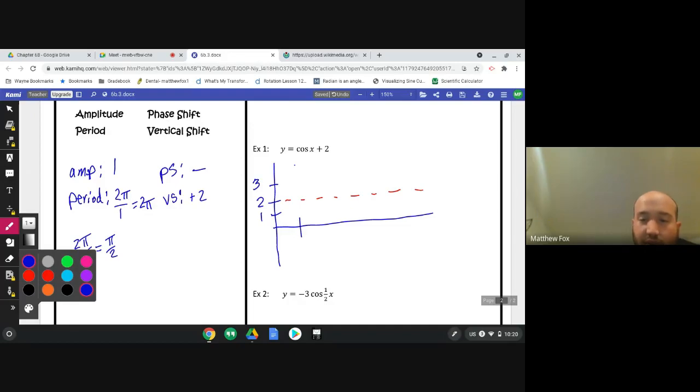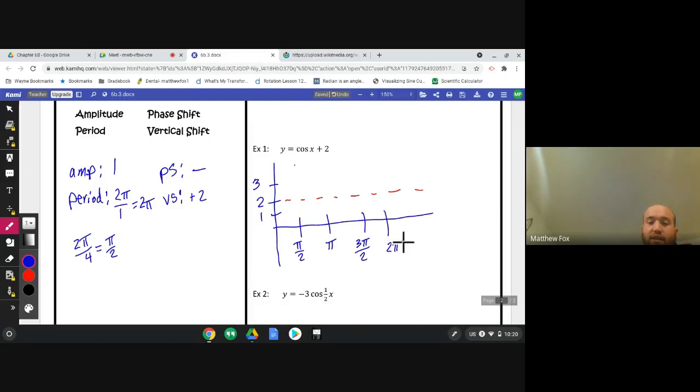Now I also need to put those intervals on, so 1, 2, 3, 4. The first one we said was pi over 2. We found this over here. Now if we add pi over 2 plus pi over 2, that gives us 2 pi over 2, which reduces to just pi. If we add pi over 2 again, we'll get 3 pi over 2. If we add it again, we'll get 4 pi over 2, which gives us 2 pi. Now hopefully it makes sense. The last one, that last term, should match up with your period.